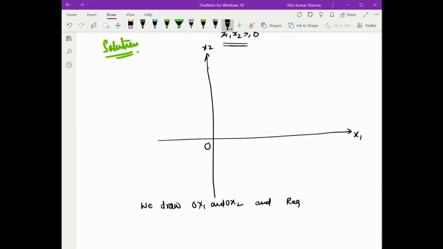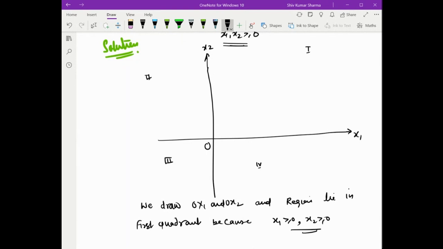And the region lies in the first quadrant, because we have non-negative decision variables, x1, x2. So this is the first quadrant, this is the second quadrant, the third quadrant, and this is the fourth quadrant. Our feasible solution always lies in the first quadrant, because all the decision variables are greater than or equal to 0.